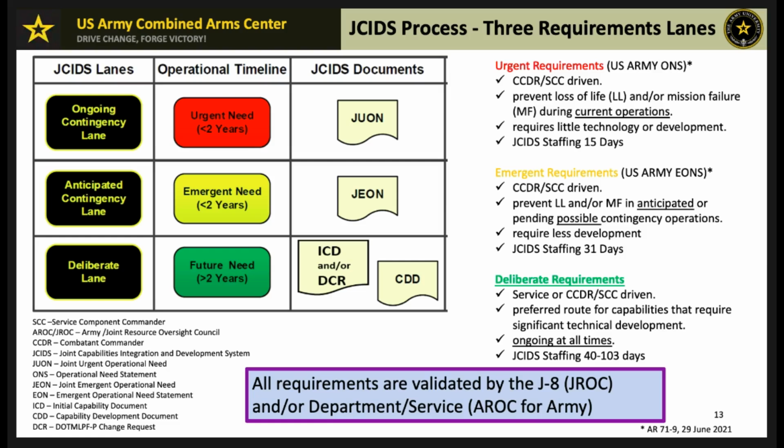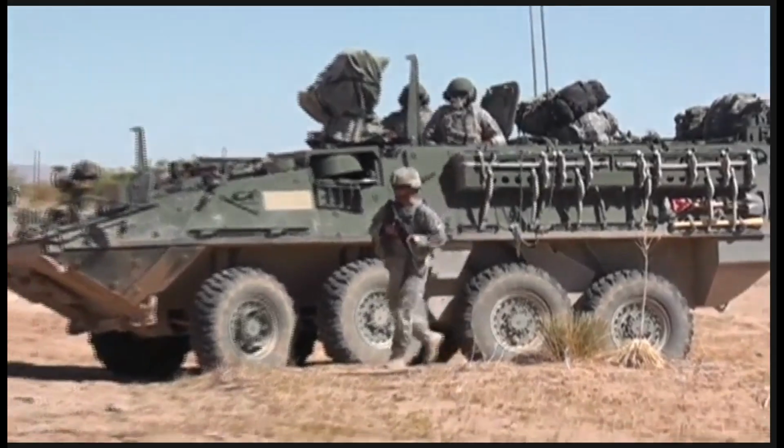These requirements are captured within a Joint Urgent Operational Need, or JUON. These typically involve minimal technological development and are processed swiftly with a staffing timeline of about 15 days. An example of this is the rapid fielding of counter-IED technologies during the Iraq War.